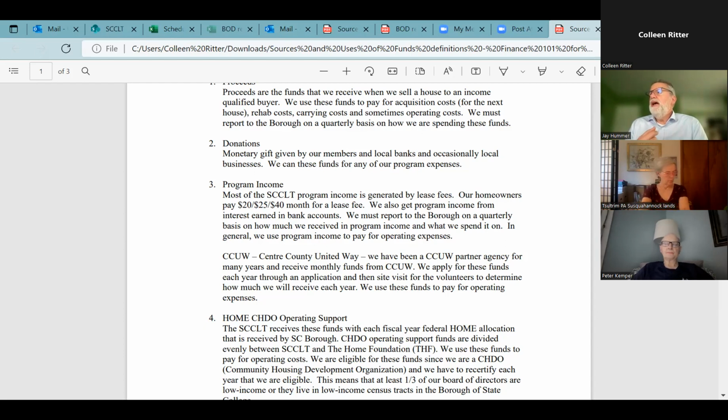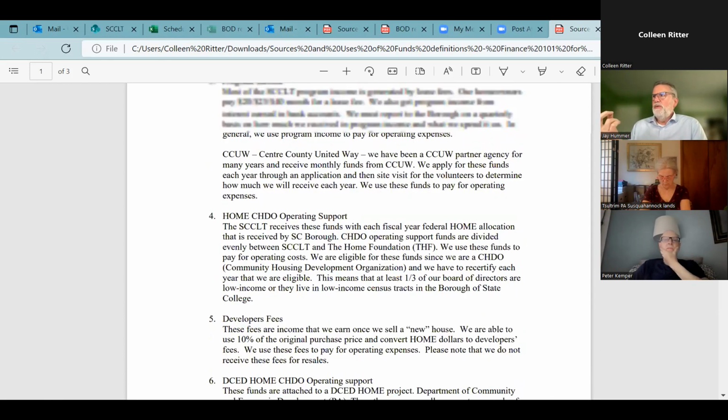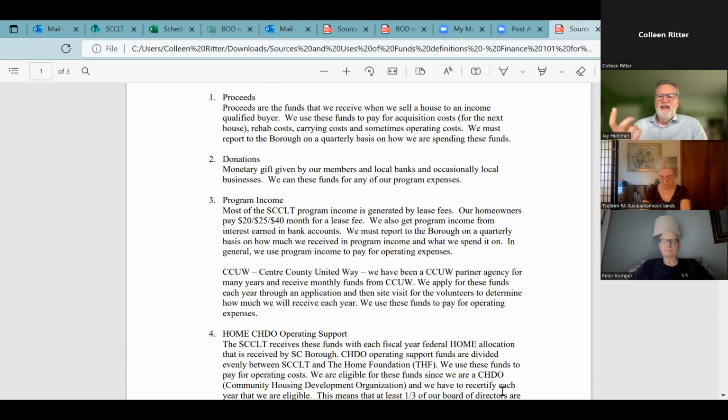With the program income, that money we report to the borough, how much we're making and what we're spending it on. That's just to keep them abreast of what we're doing. When I read that, I didn't really know that we do that, Colleen. Is there a particular reason that we have to do that, or is that just to show how responsible we are? So when we get money from them, they feel better about it? We have to do it for both, for proceeds as well as program income.